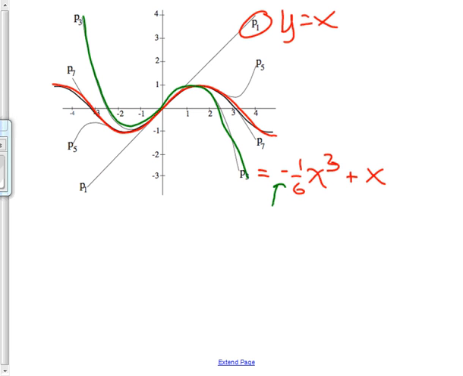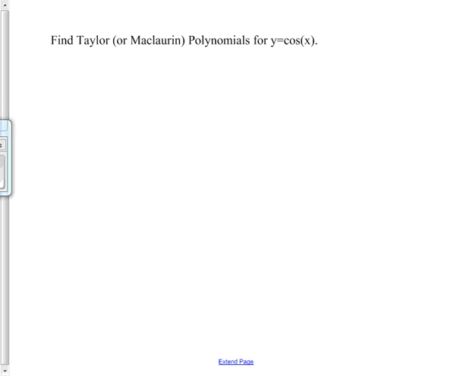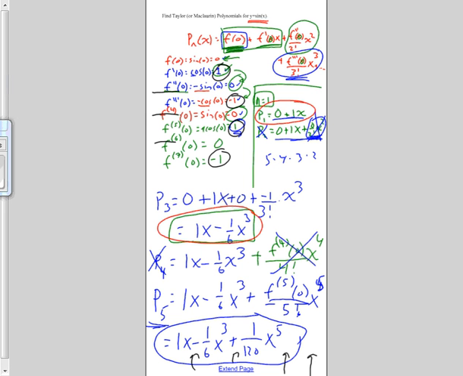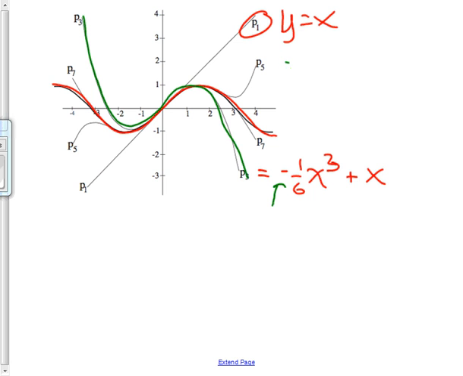And then P5, well, our P5 value, which we got at the end down here, was P5 equals 1 over 120 x to the fifth minus 1/6 x cubed plus x. And so we've got a fifth degree with a leading coefficient that's positive. So our P5 makes sense.